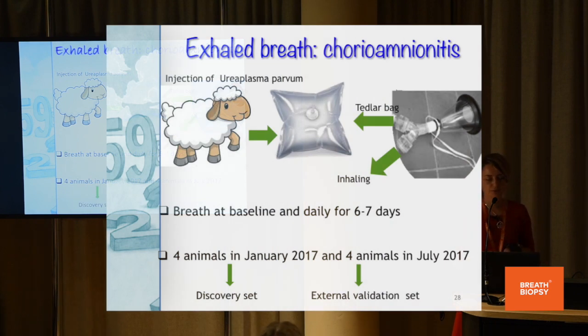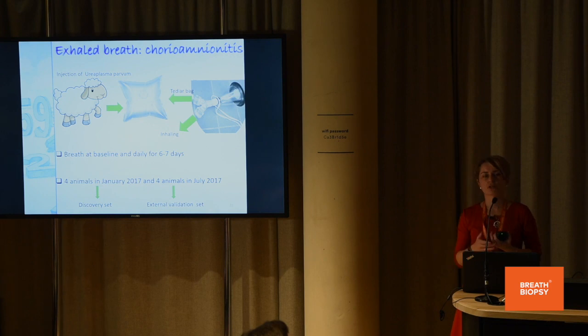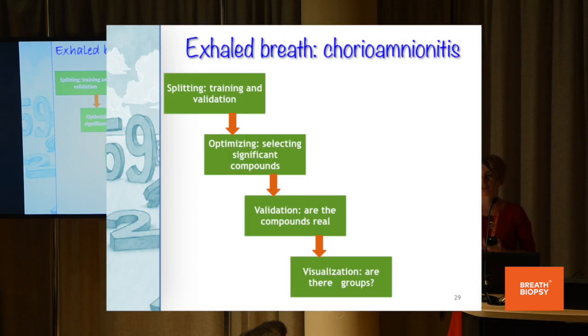So what we did here, we decided that the animals that were sampled in January were used as the discovery set, and the ones measured 6 months later were used as an external validation set. So we again follow a similar procedure, but here additionally we have this external validation. So this is what we used here.